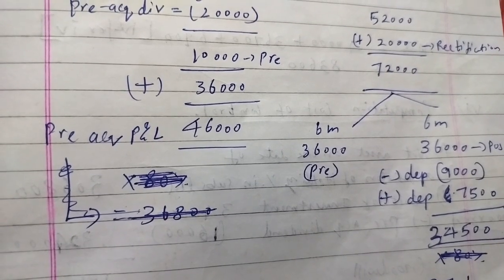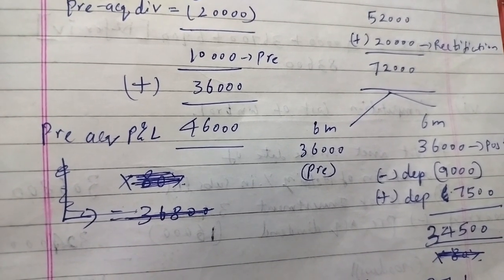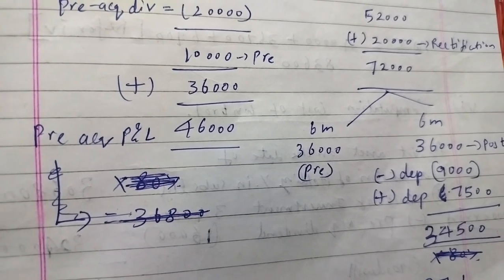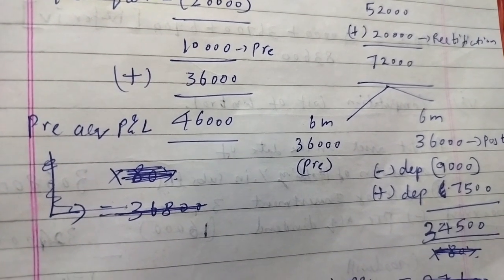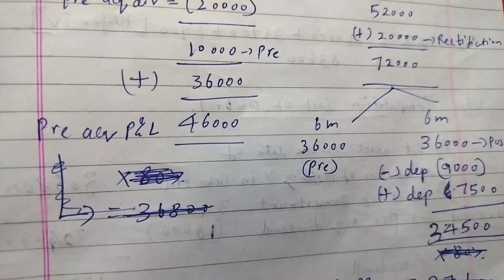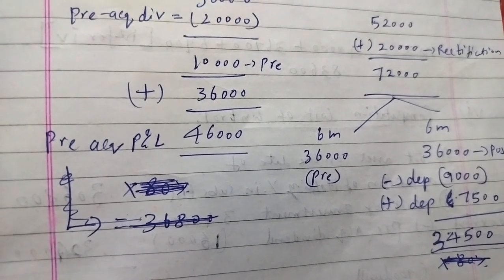1,50,000 into 10% into 6 divided by 12. These are post acquisition, so 6 divided by 12 of the year. We would get 7,500. But this is wrong. We need to give depreciation after revaluation.